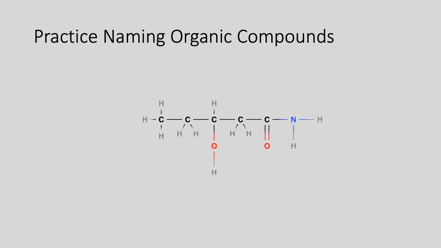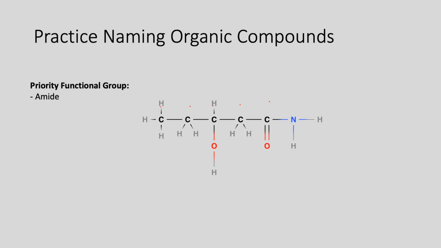Now we are going to begin practice naming organic compounds with multiple functional groups. My strategy for naming organic compounds with multiple functional groups is to first count each of the carbons in the compound and then to name the functional groups in this compound. So we have 1, 2, 3, 4, 5 carbons. And now we can start naming the functional groups.